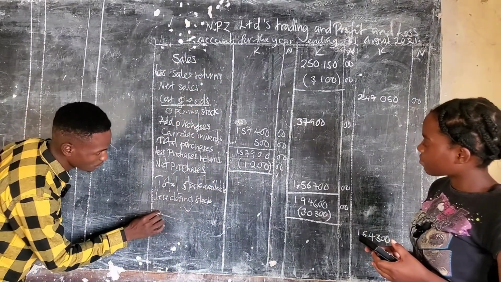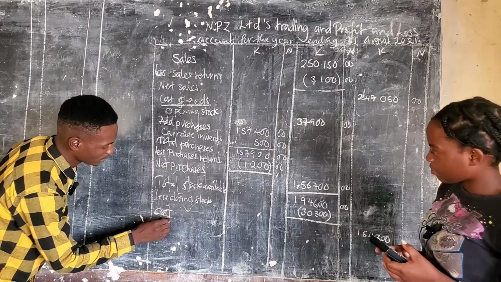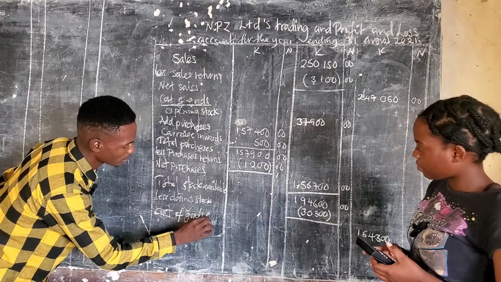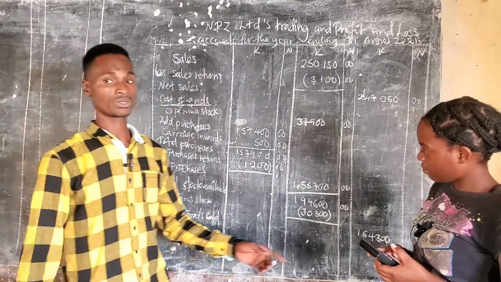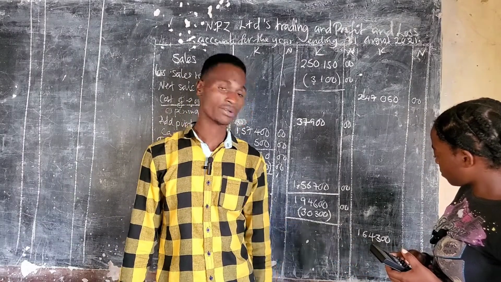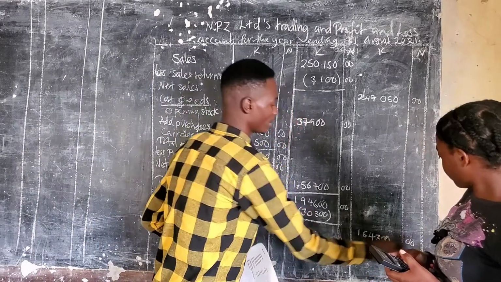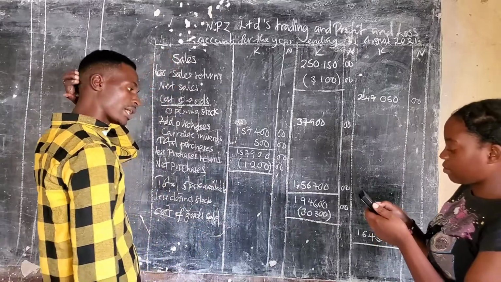So that's the goods you sold. Cost of goods sold. So you sold goods amounting to 164,300 ngwe. We will underline, right? Yes. Okay, we draw a line below that one.